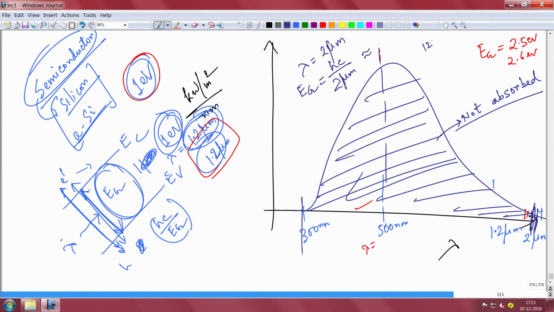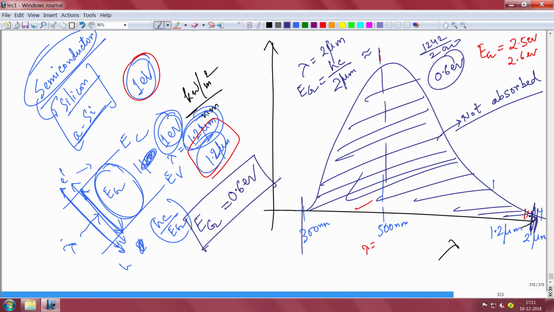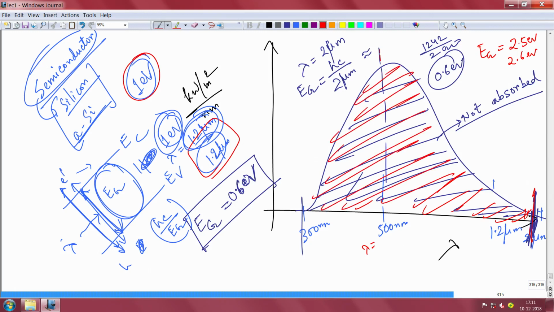It will be like 1242 by 2000, so around 0.6 eV, which means if I use a semiconductor with a band gap of 0.6 eV, which is much lower than silicon, maybe germanium or even lower than germanium, then that will correspond to here, right? That will correspond to here, which means it will absorb everything here. So, that should be the best to harness the solar energy, right?